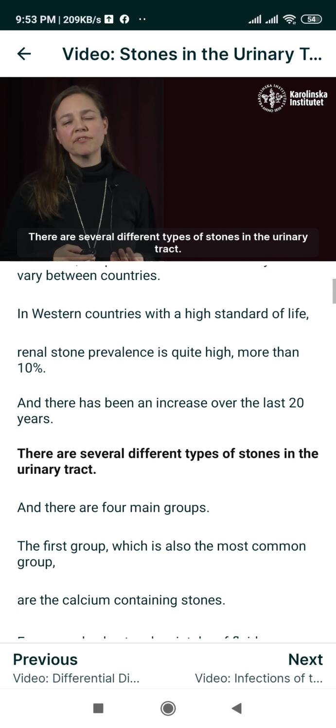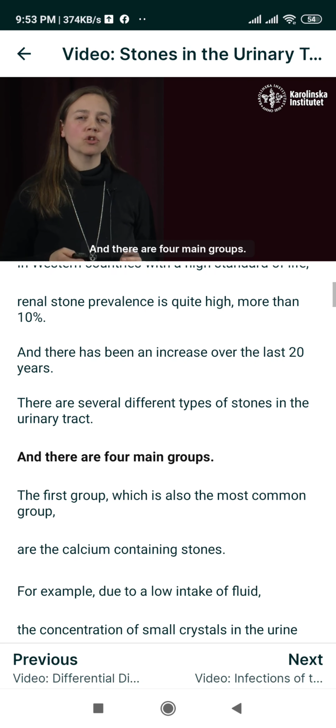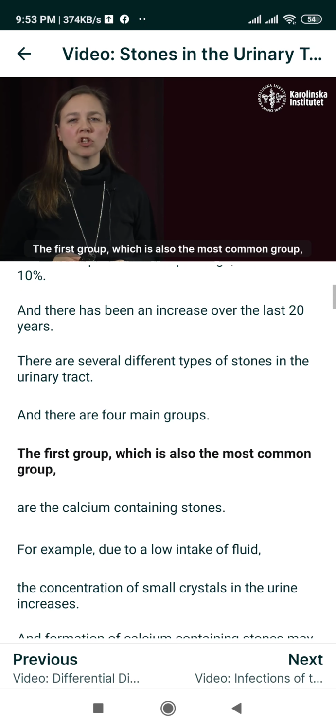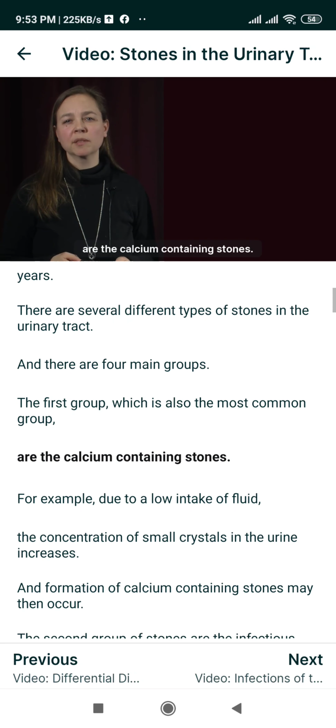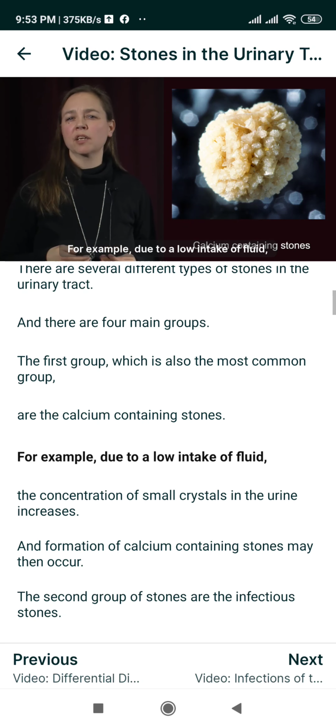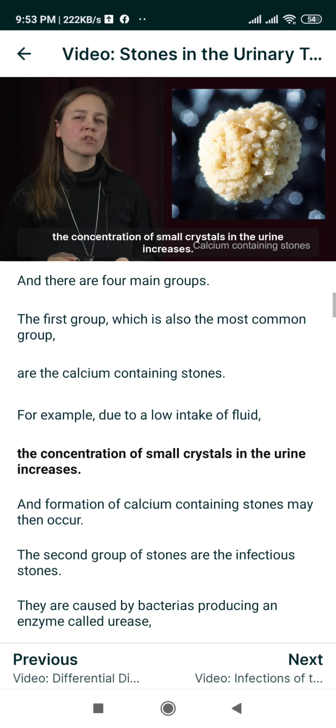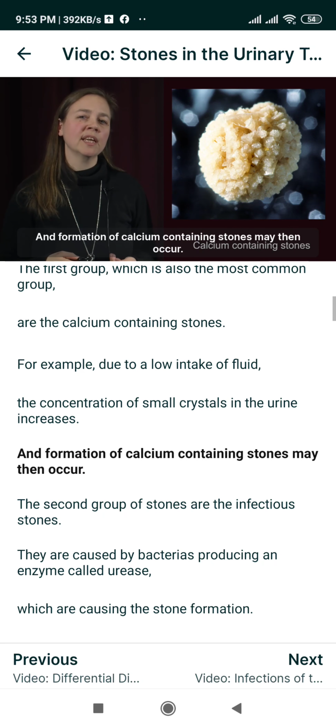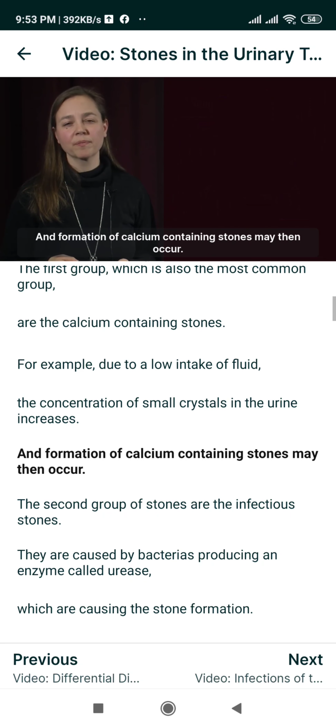There are several different types of stones in the urinary tract, and there are 4 main groups. The first group, which is also the most common group, are the calcium-containing stones. For example, due to low intake of fluid, the concentration of small crystals in the urine increases, and formation of calcium-containing stones may then occur.